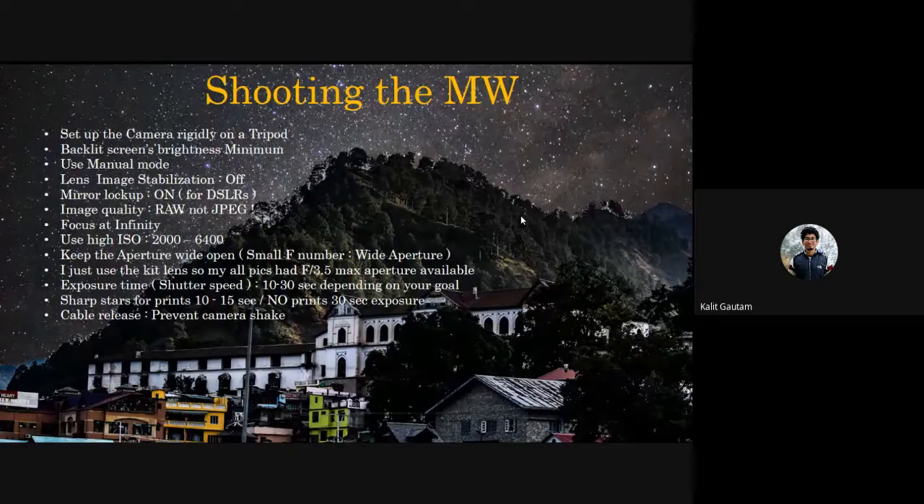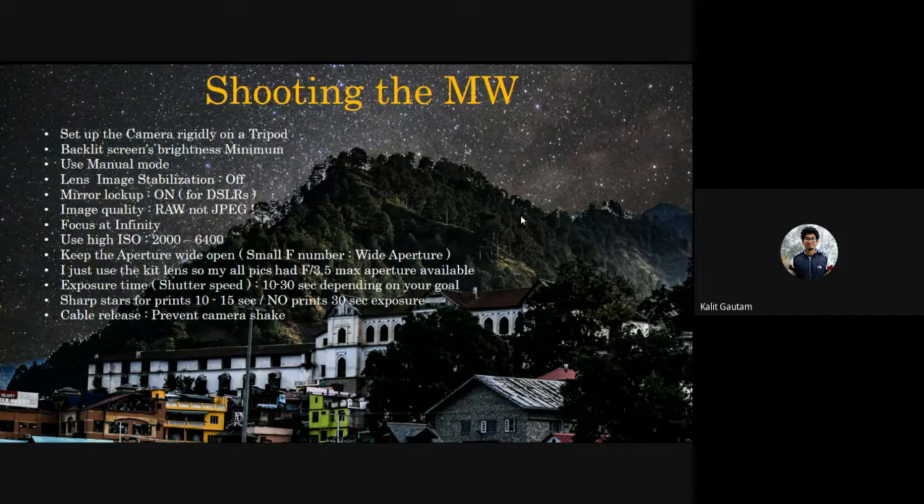You have to use more than 2000 ISO, and you can go up to 6400. If you have a very good DSLR like the Canon 5D or Canon 1D, which are full frame DSLRs, then you can shoot at even higher ISO, even up to 1 lakh. But if you have a low end camera, like my crop sensor camera, I cannot go beyond 3200 because after that a lot of grains start appearing in the picture.